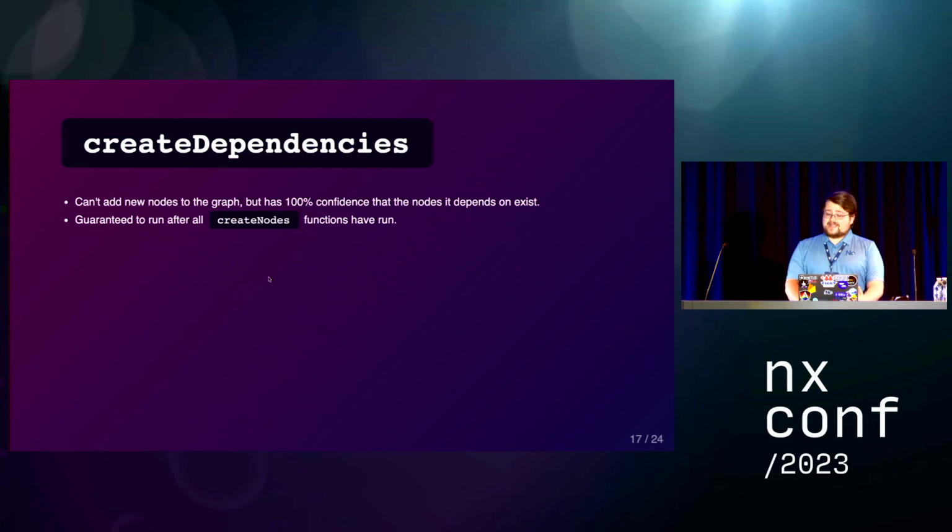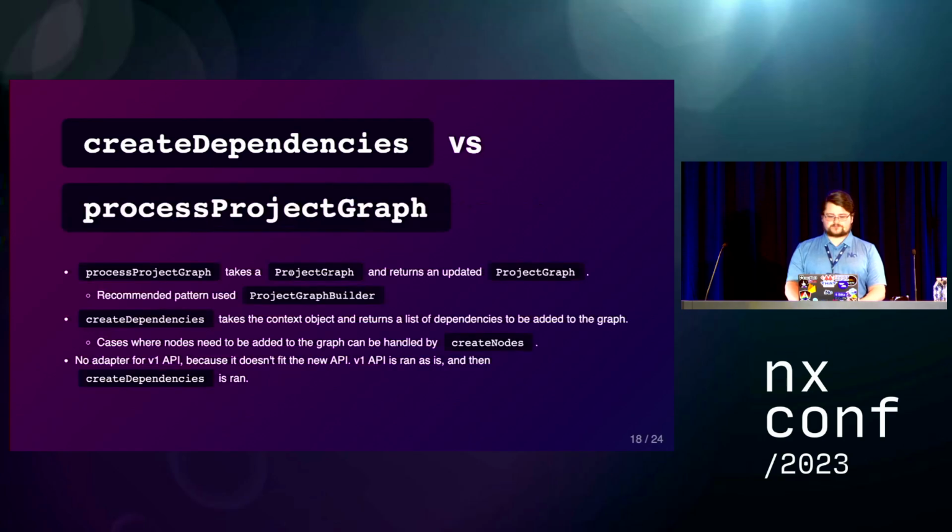So like I said, we can't add new nodes to the graph with createDependencies. Makes sense, it's in the name. But because of that, we now have 100% confidence at the time your plugin runs that every node in the graph already exists. This is a huge deal. It makes sure that you're not encountering errors because of nodes not existing yet and things like that. But it does mean that we can't have a simple adapter that goes from Process Project Graph to createDependencies, like we do for createNodes in Project Inference.